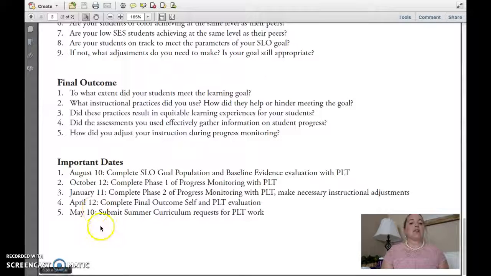I also wanted to include important dates for them to reflect on and to have in their planners or calendars so that they can plan accordingly for the school year. So this is the graphic organizer and the questions that I would use to help guide our school through this process.